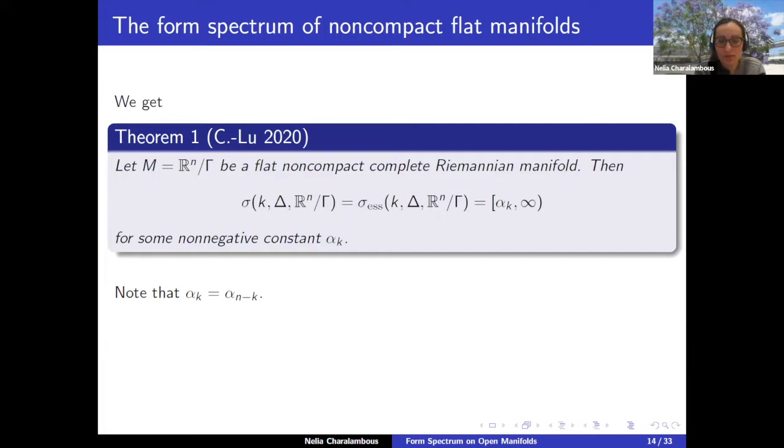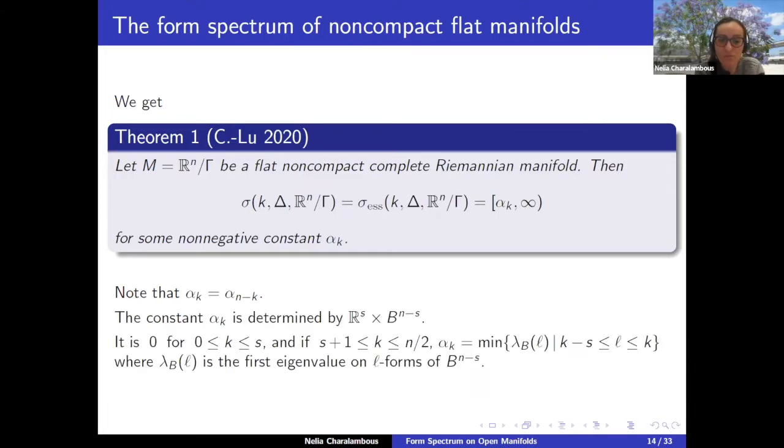As for the bottom of the spectrum, let me tell you, we have Poincaré duality. So for K forms and N minus K forms, it's the same value. And it's determined by what the product is. If the order of the forms is smaller than the dimension of the Euclidean space, the bottom will be 0. But if we have to resort to forms from B, it's also going to reflect the eigenvalues of B that we have to use. And we can choose, of course, always the smallest one. You can read this formula at your ease with more detail later.